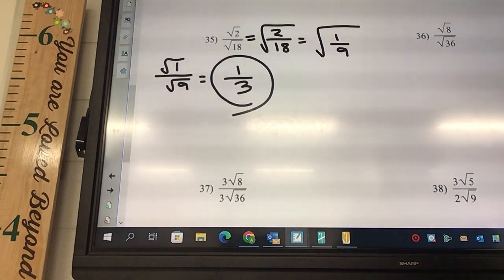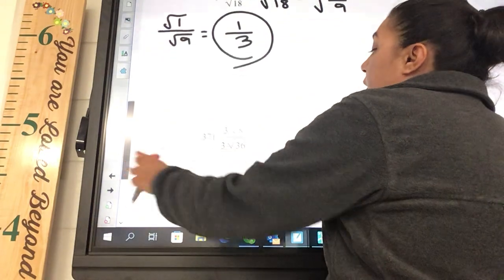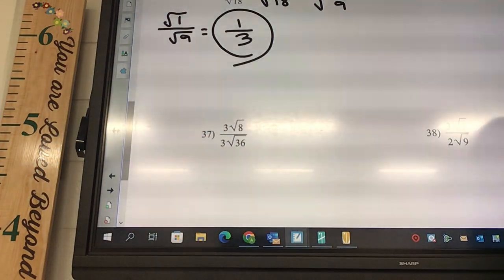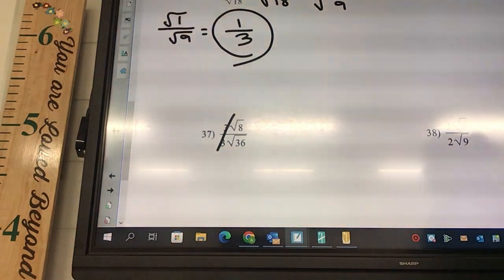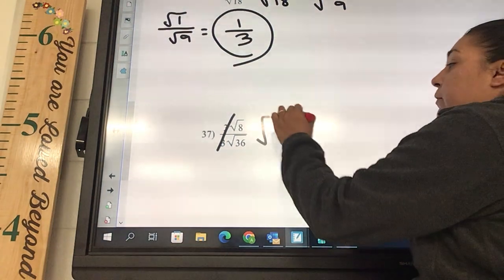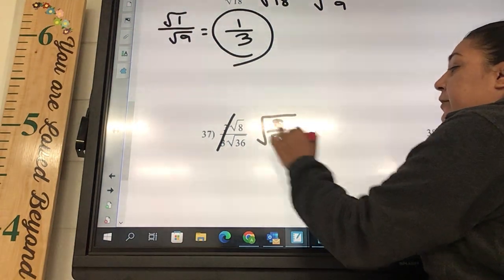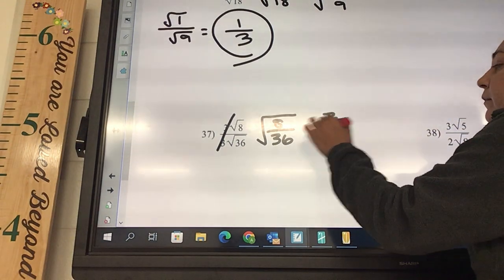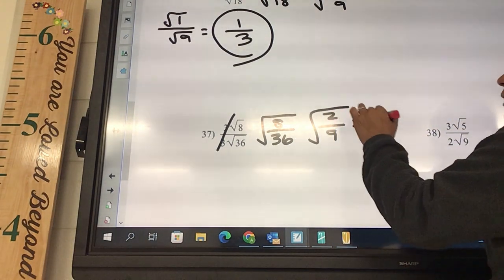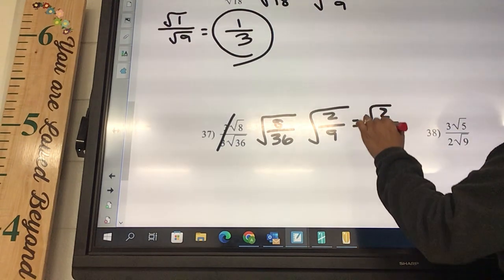Okay, 37 is pretty much the same. However, 3 over 3, you're going to simplify the inside and the outside totally separate. What is 3 over 3? 1, or it just cancels. So this part just disappears. On your calculator, you can type in 8 over 36. What does that simplify to? 2 over 9. So we can write that as square root of 2 over square root of 9.